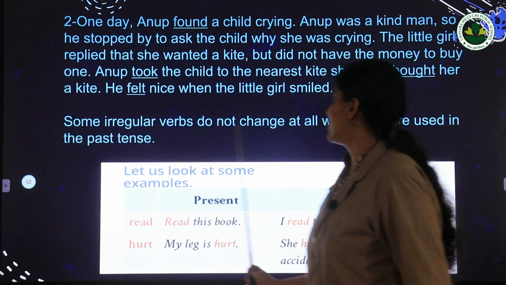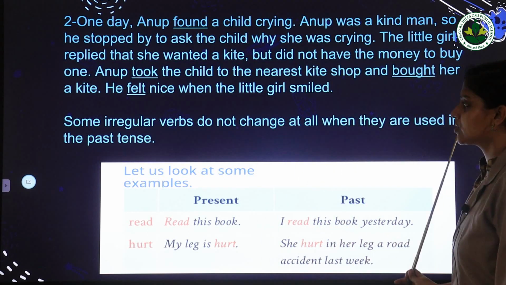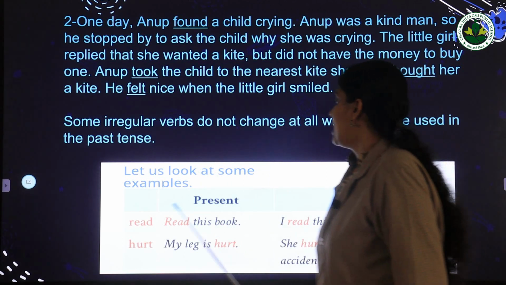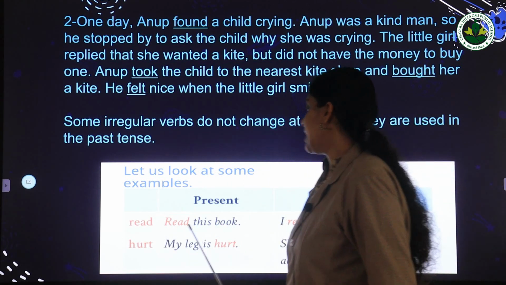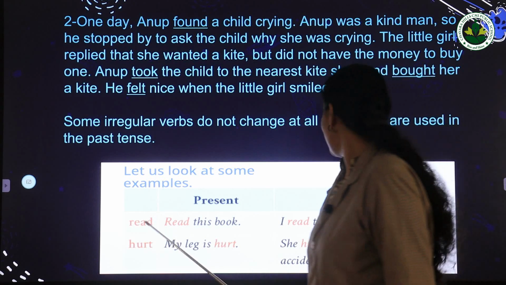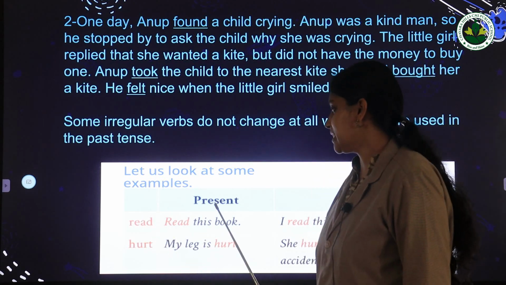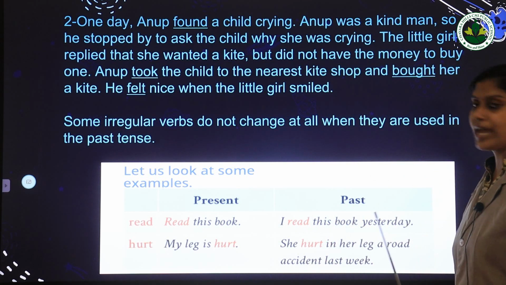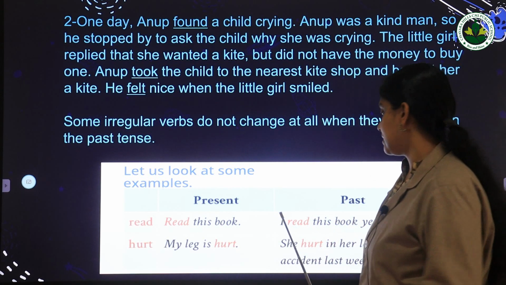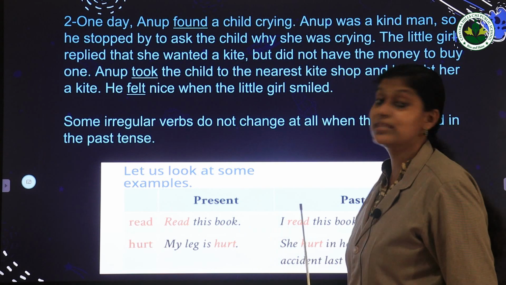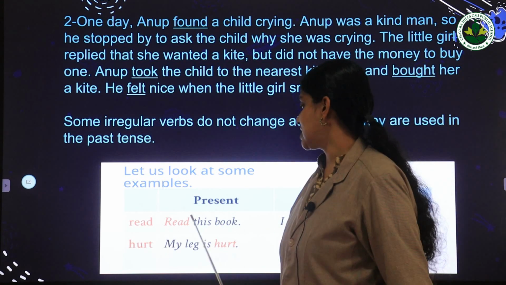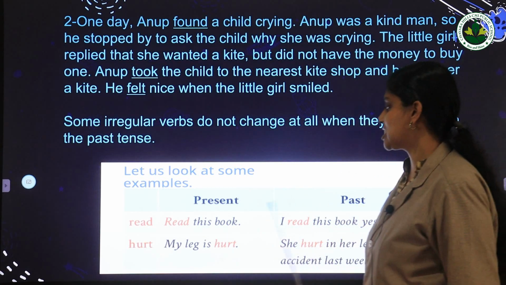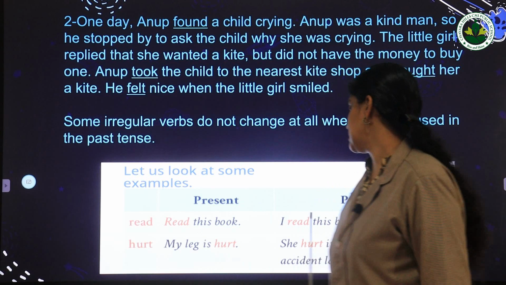Some irregular verbs do not change at all when they are used in the past tense. Okay, let us look at some examples. Read is the irregular verb, and the present form is read this book. Then the past form, I read this book yesterday. Then you should listen. The major difference between these two is the pronunciation. Read is the present form, but read is the past form of this verb. Pronunciation is different. First one read, the next is read.